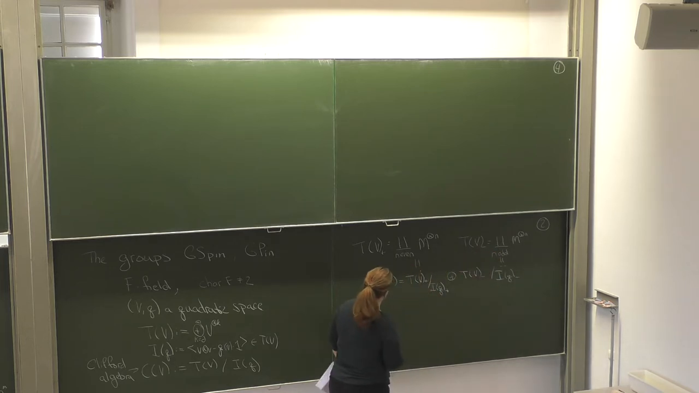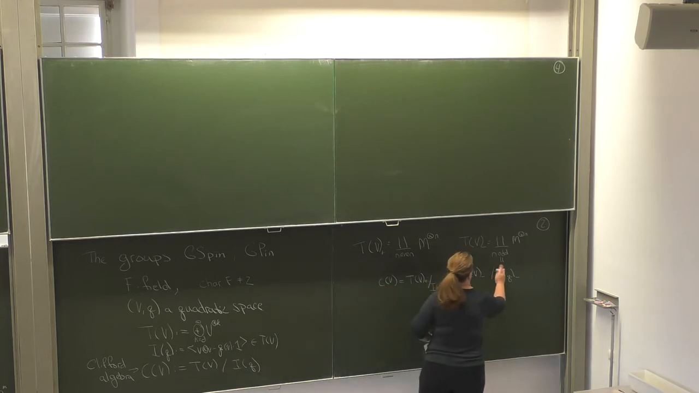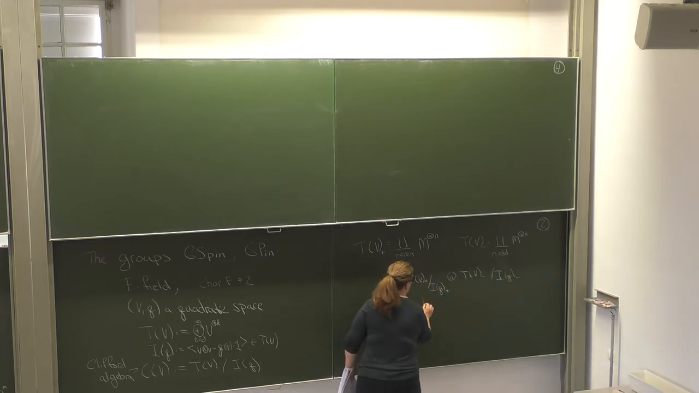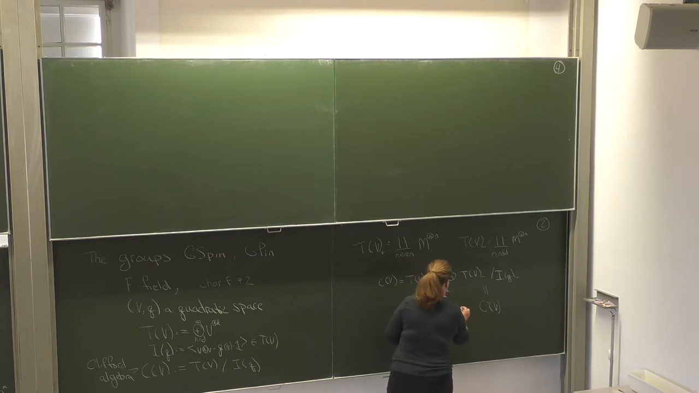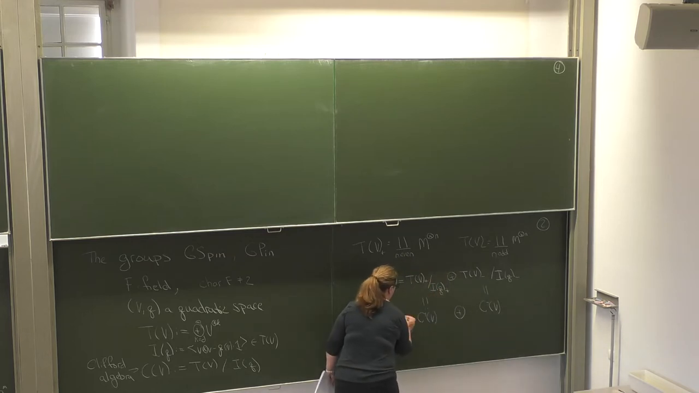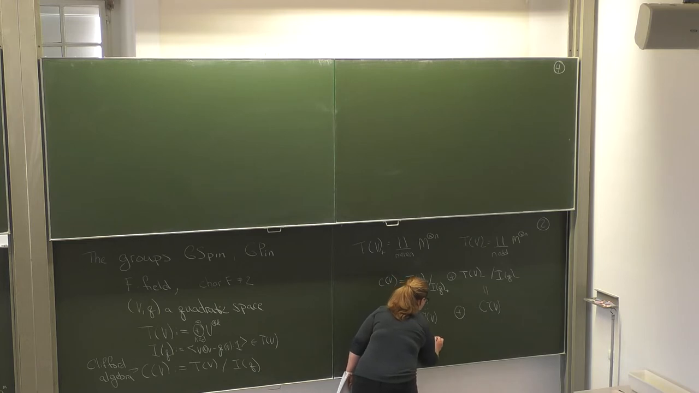So with this, and I shouldn't say those are not, these are not equal. Anyway, these are not equal. Sorry, I have the wrong line. This here is called the even Clifford algebra, and we denote it by C plus B. And this is the odd part, which we denote by C minus B. And this is a direct sum, and it equals the full Clifford algebra. This is the even Clifford algebra, and this is the odd part.